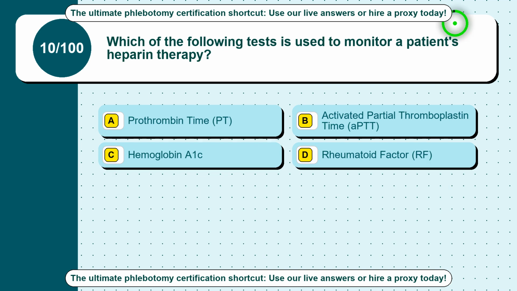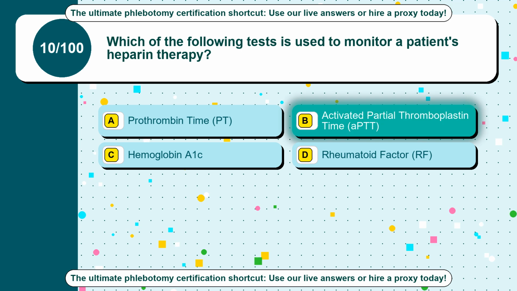Question 10. Which of the following tests is used to monitor a patient's heparin therapy? Option A, prothrombin time, PT. Option B, activated partial thromboplastin time, APTT. Option C, hemoglobin A1c. Option D, rheumatoid factor, RF. The correct answer is option B, activated partial thromboplastin time, APTT.